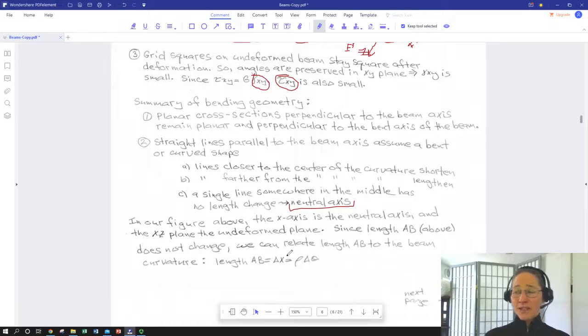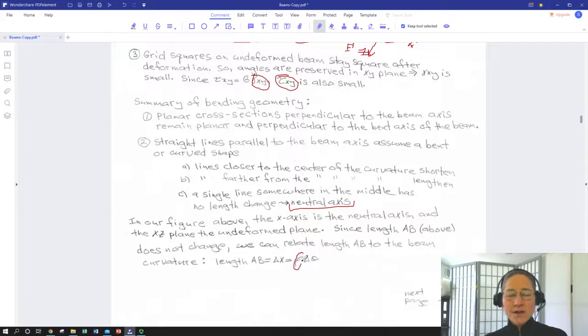So now we're going to take this idea of the neutral axis, and we're going to take the idea of the radius of curvature, which is going to vary with distance along the beam, some position, but for any given position we can make these relationships.